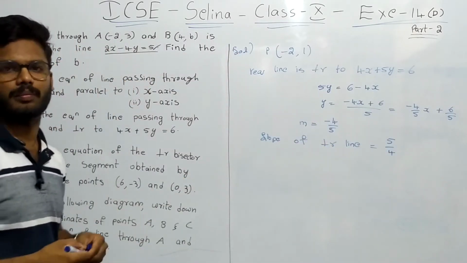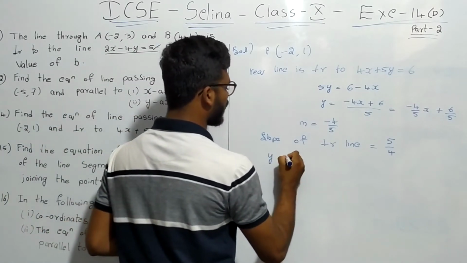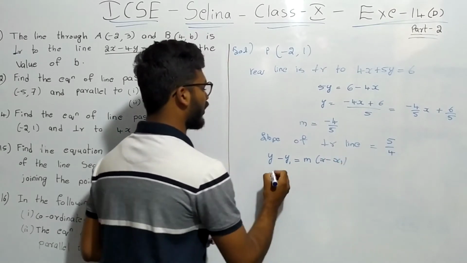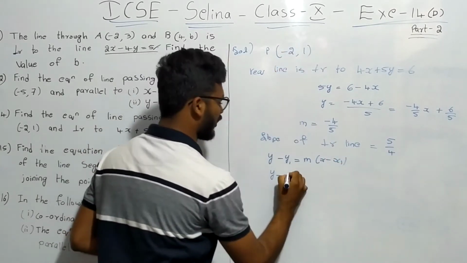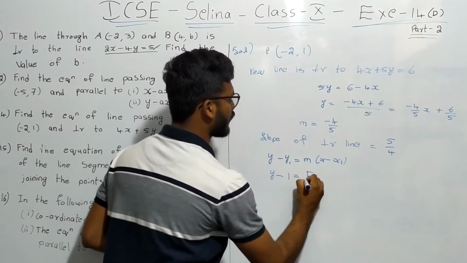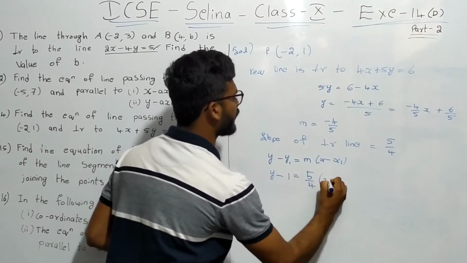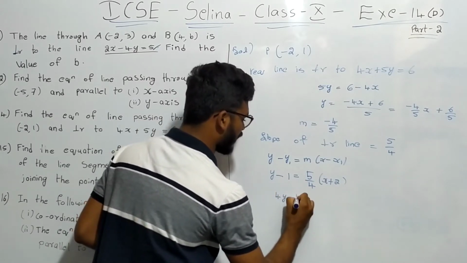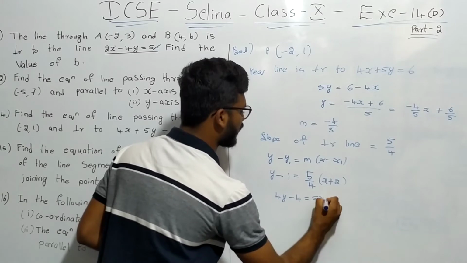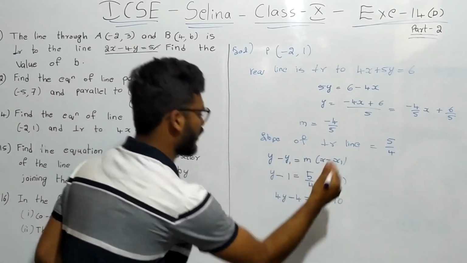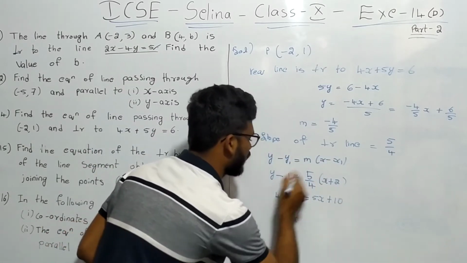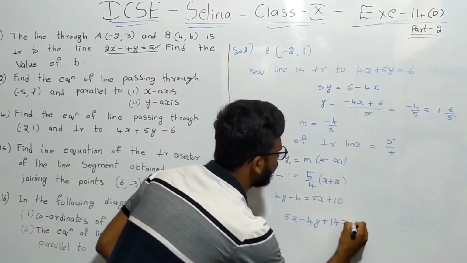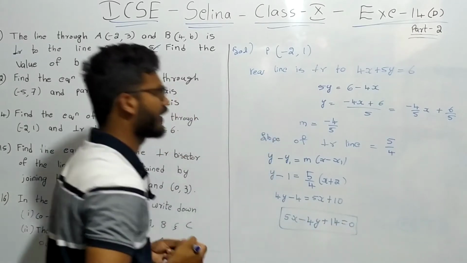So this is the required slope, and you have the equation y minus y1 equal to m into x minus x1. So y minus 1 equal to 5 by 4 into x minus of minus 2, it is x plus 2. So 4 will come this side: 4y minus 4 is equal to 5x plus 10. So we will get 5x minus 4y plus 10 plus 4, it is plus 14, equal to 0. This is the required equation of the line.